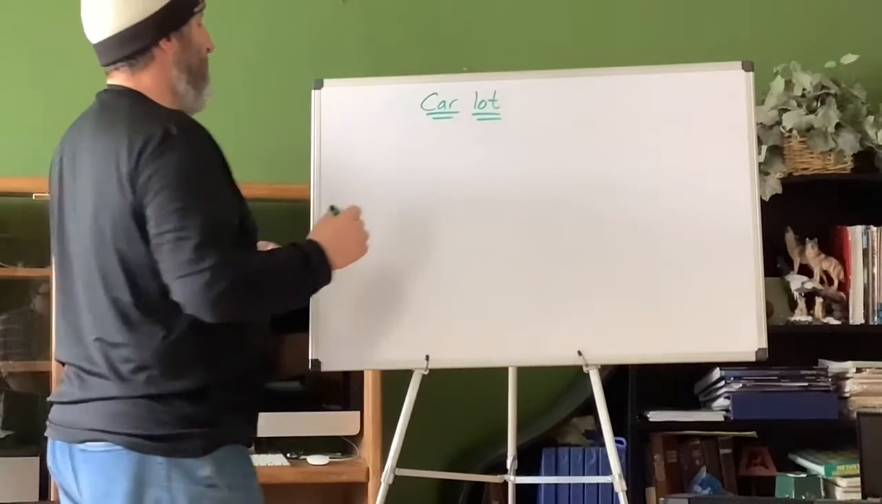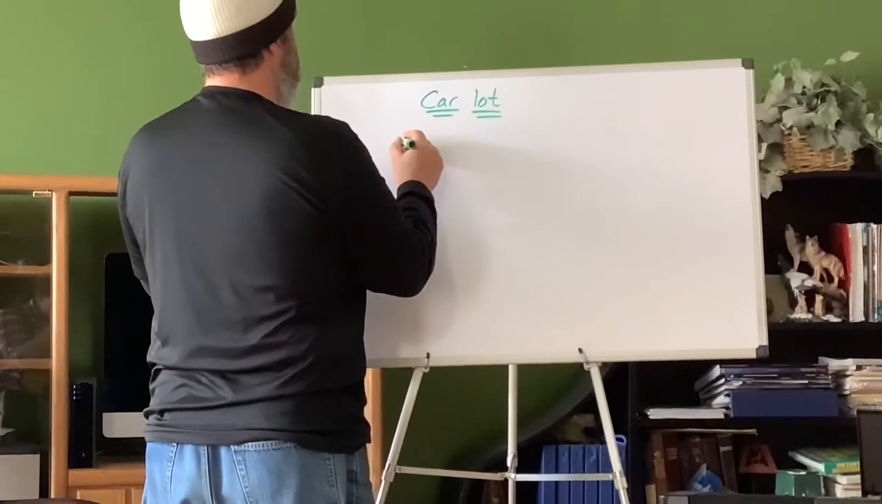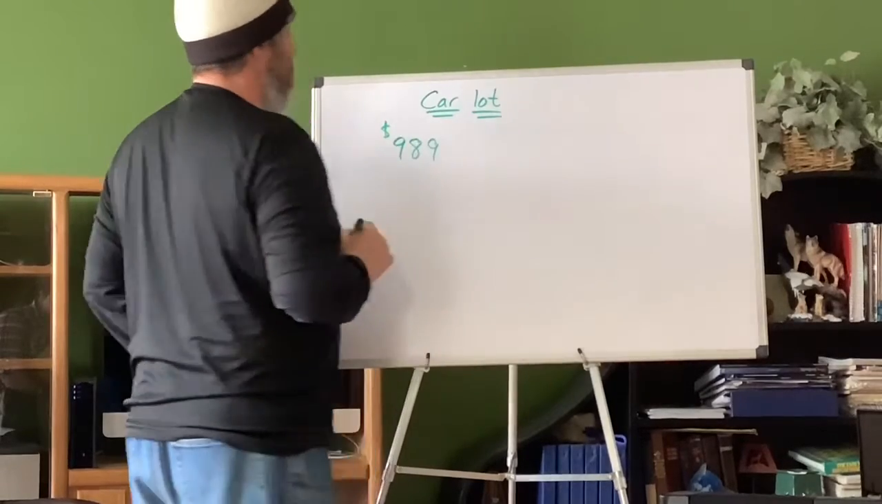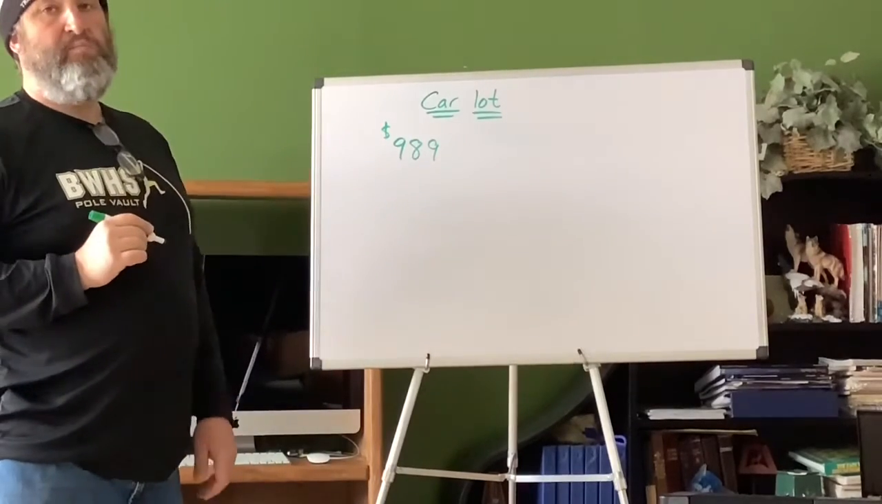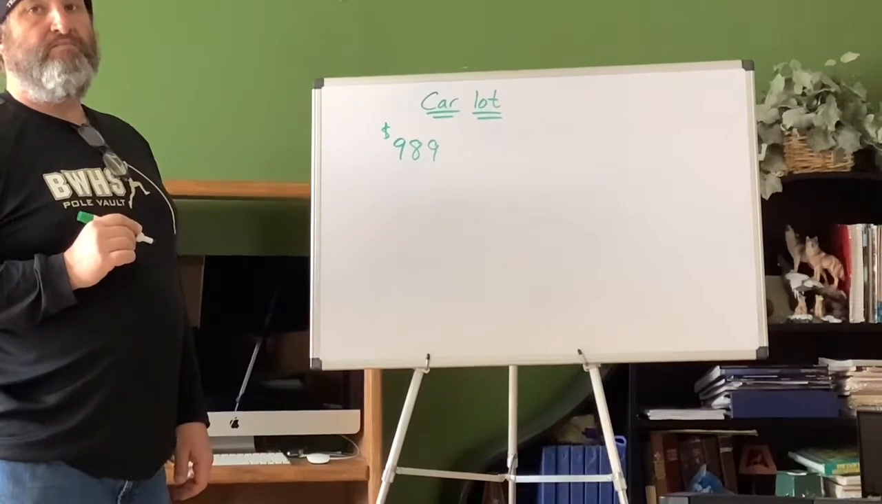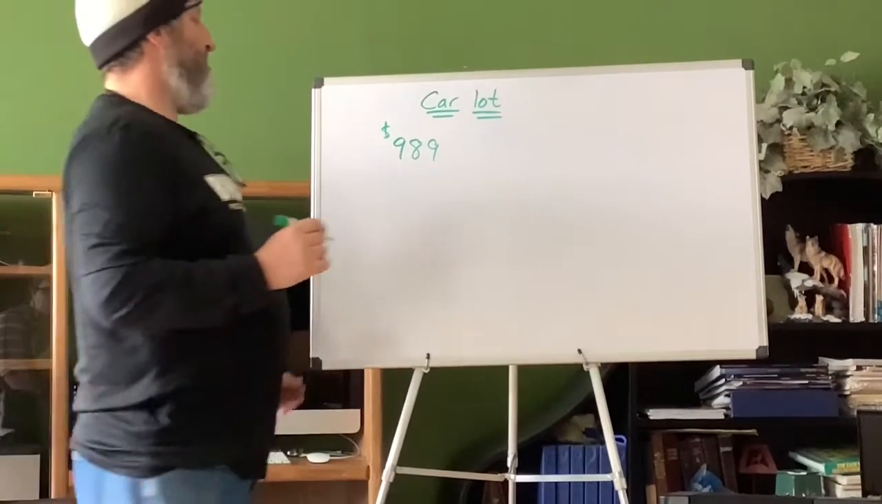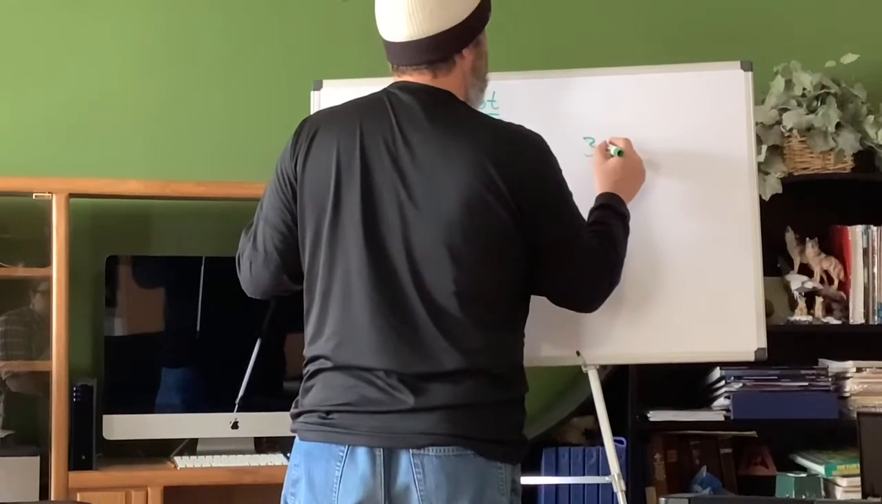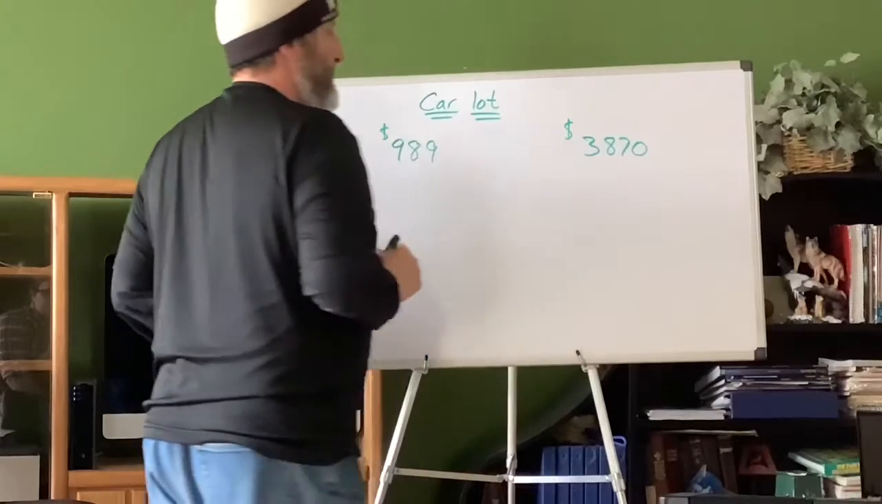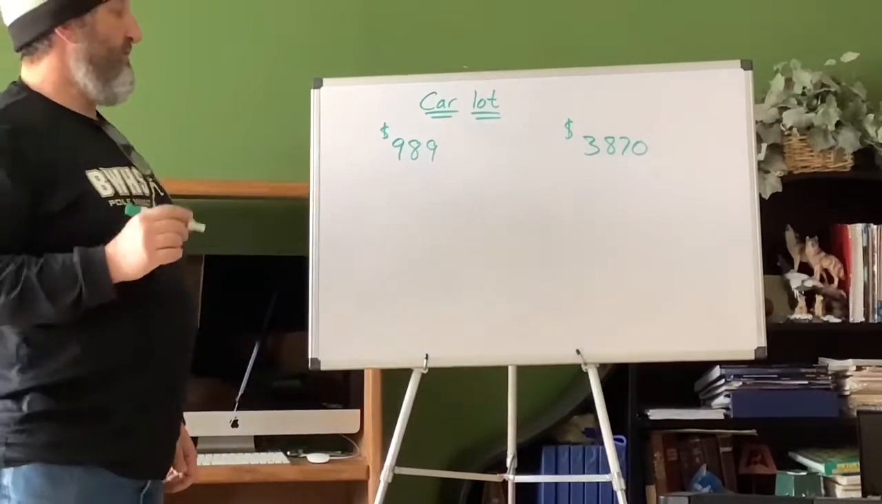$989. All right, so it's really a piece of junk car. $989, okay? What's the most expensive car on this used car lot? $3,870. All right, so we're obviously on a car lot that's full of a bunch of really crappy cars, which is okay.